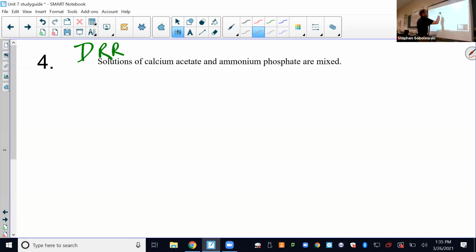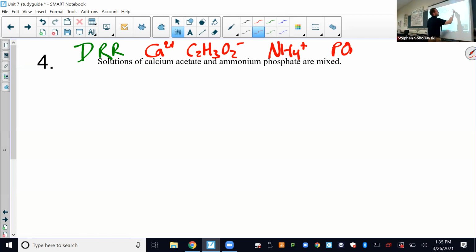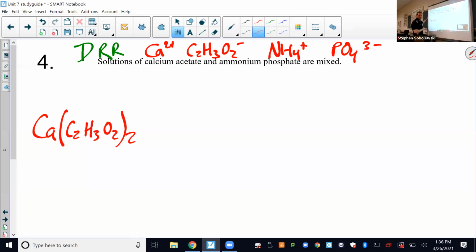Calcium acetate, calcium is Ca with a 2 plus, acetate is C2H3O2 with a minus. Ammonium, NH4 plus. Phosphate, PO4 3 minus. All right, my first compound is calcium acetate. Notice the 2 and the 1. We're going to have Ca parentheses C2H3O2 2. Because I tell you solutions of, that's aqueous.